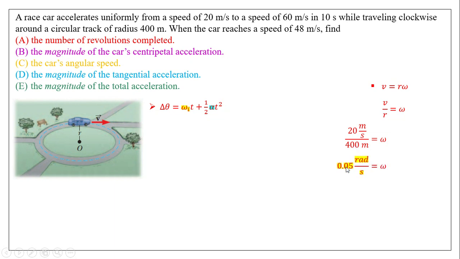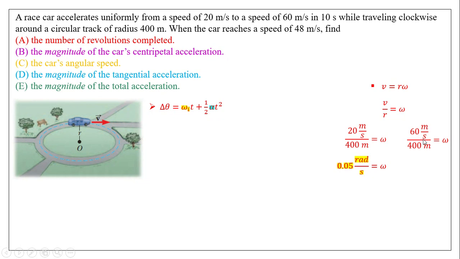So if I do that, I will get the initial angular velocity as 0.05 rad per second in the clockwise direction, based on the problem here. All right, on that, I'm going to apply it again because I need to find what the omega f is at 60 meters per second, by using the same strategy.